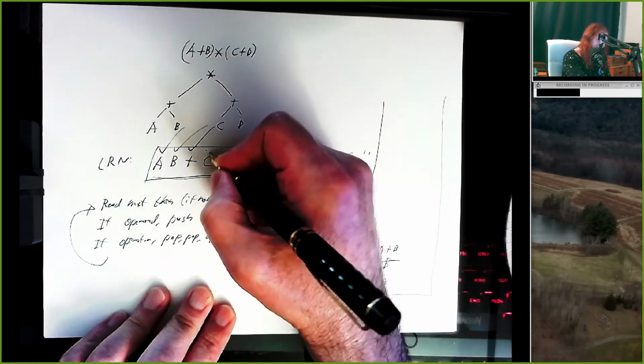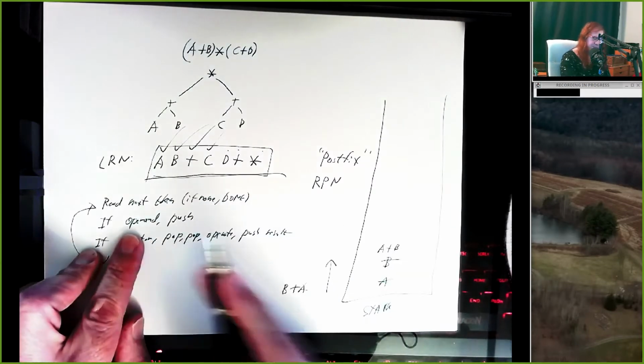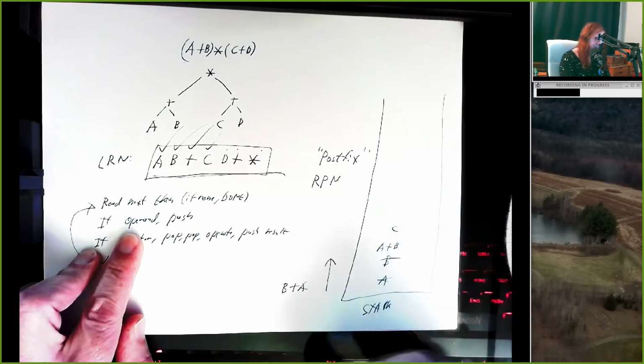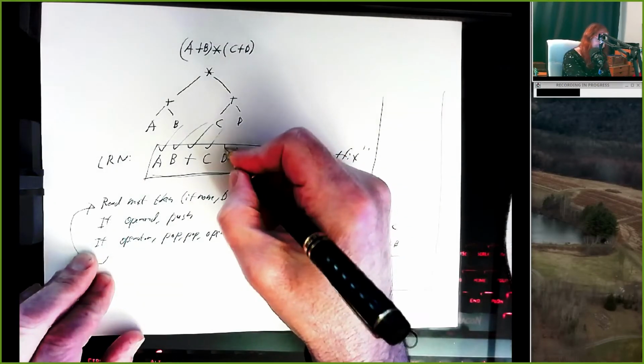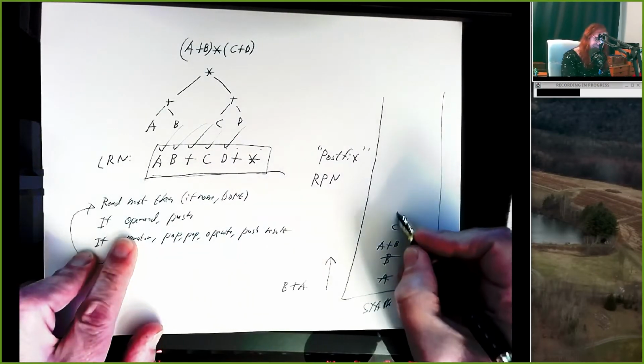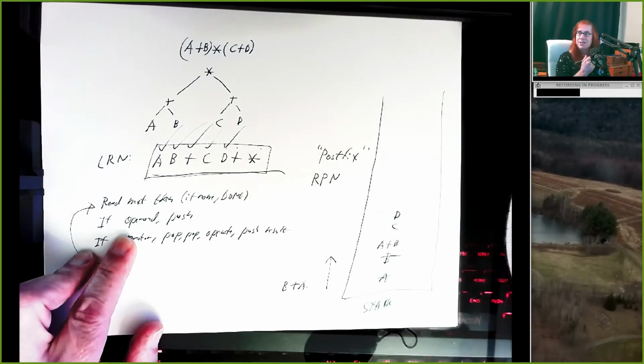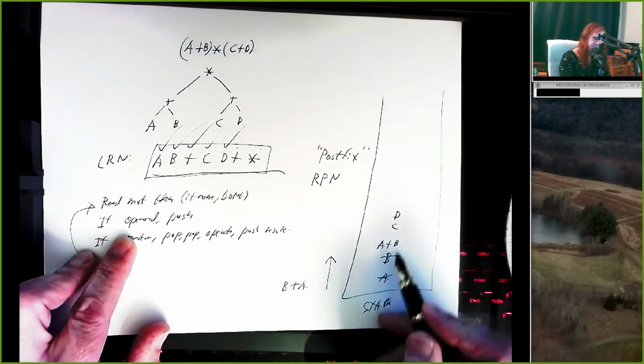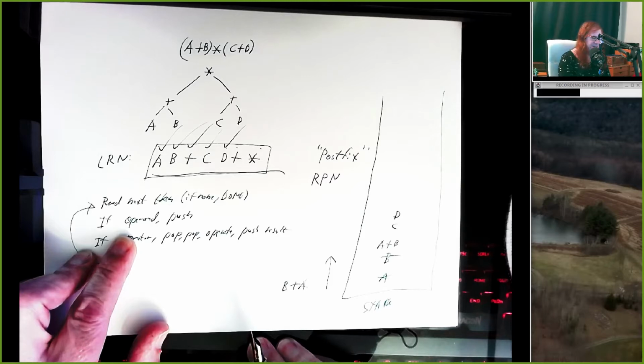Go back to the top, read the next token, that's a C. It's an operand, push that on the stack. Read the next token, that's a D. It's an operand, push that on our stack. So our stack has three things on it now. It has A plus B, and then it has C, and then it has D.